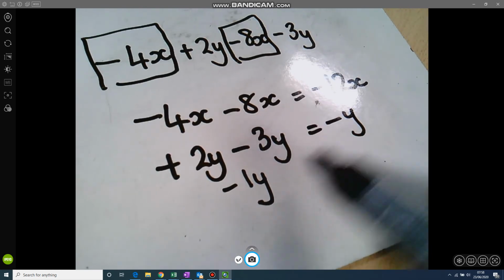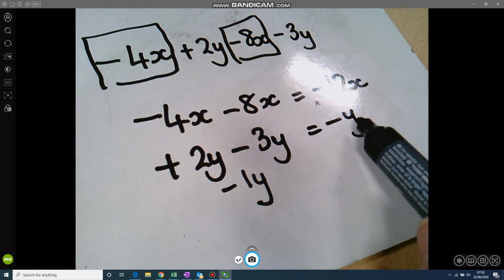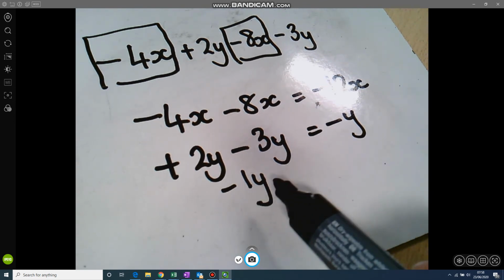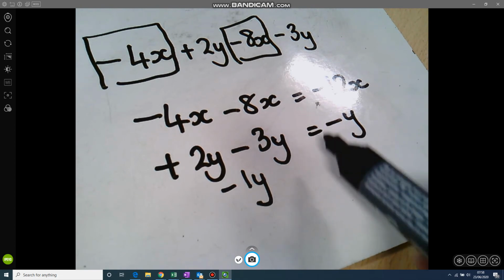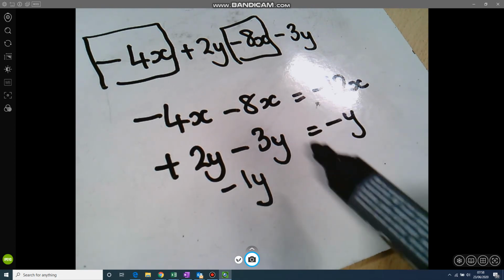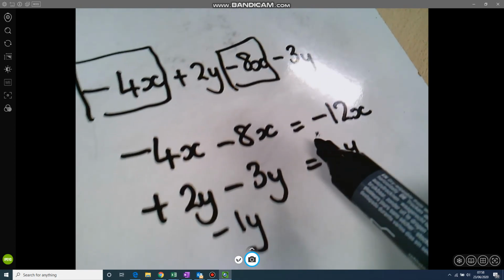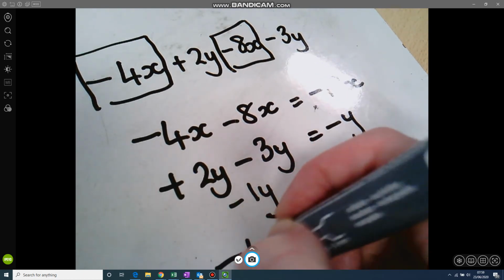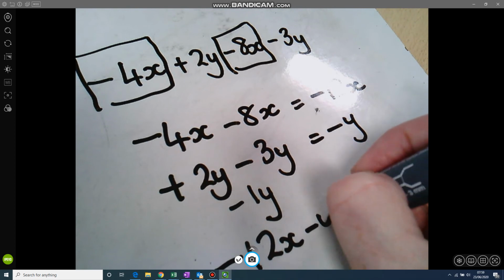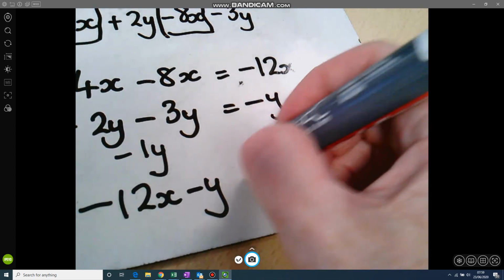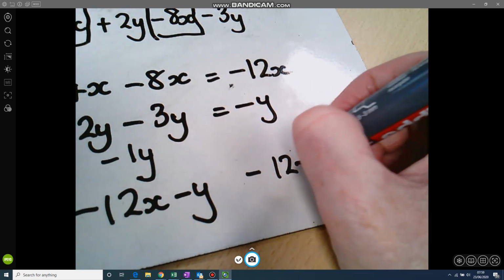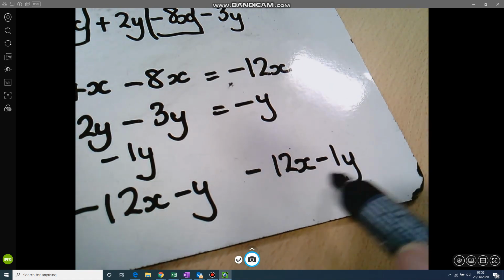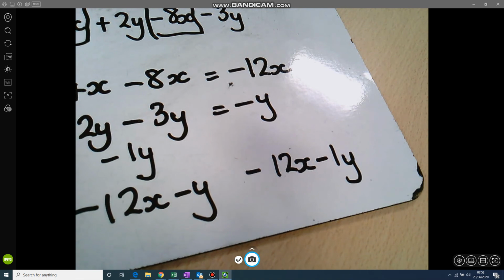But we don't have to write the 1 when we deal with algebra. So just like we would say 1 apple or an apple, we can take the 1 away. So we've got minus 12x minus y, which is the same as minus 12x minus 1y. But you just don't have to write the 1 when you're dealing with algebra.